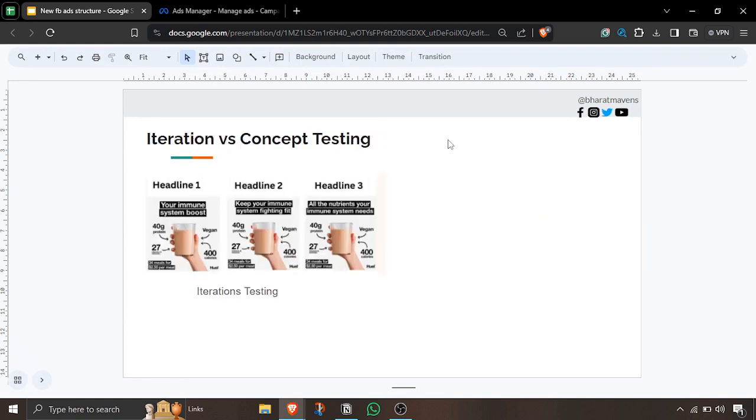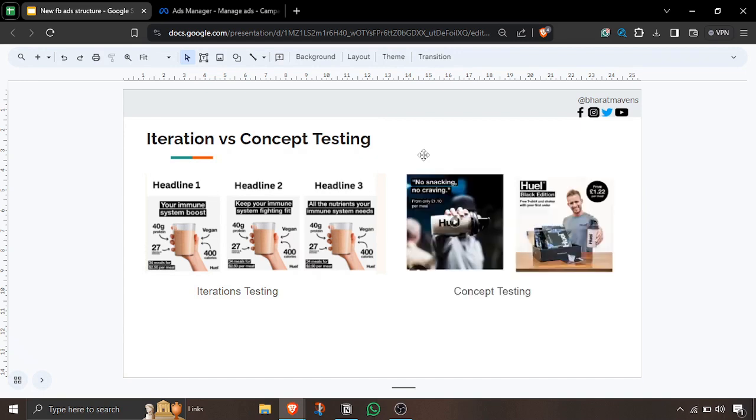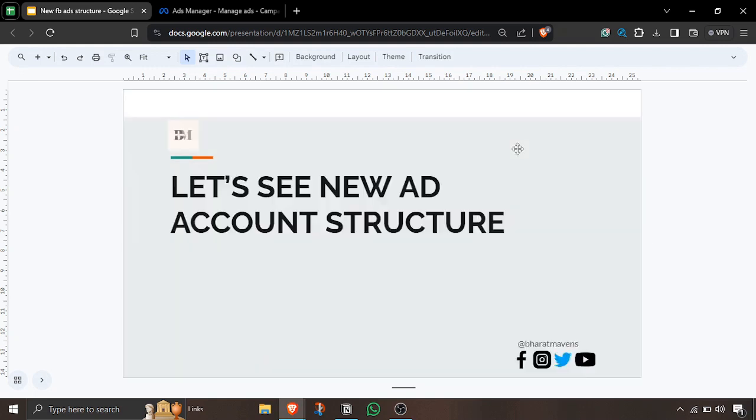We have moved from iteration based testing to concept based testing. Iteration based testing, as you can see on the left, is where you are mostly changing the headline, but the messaging remains the same. You are still talking about the same sustainability part, natural part, just in a different way. But this is concept based testing. You're talking about two very different things about the same product. For example, on the left you have no snacking, no craving, and on the right it is about the black edition and more about price. You don't have price as a conscious thing here. So that is what we are trying to do, more concept testing than iteration testing.